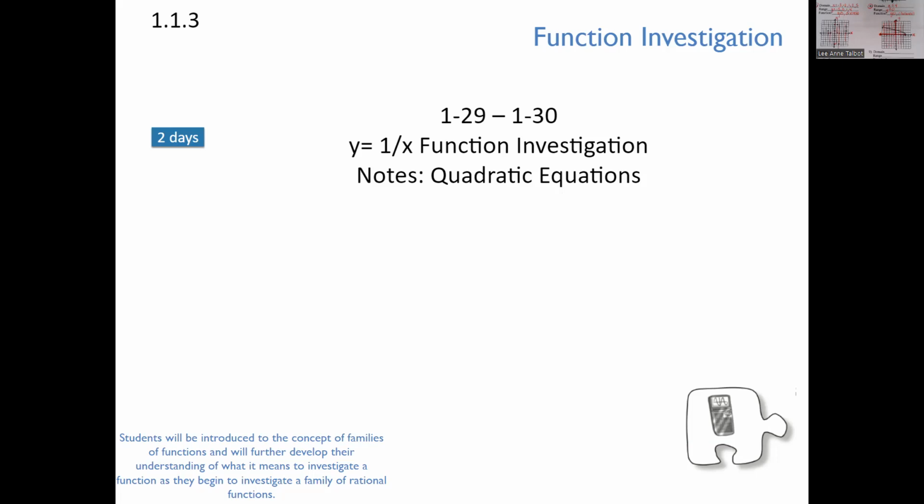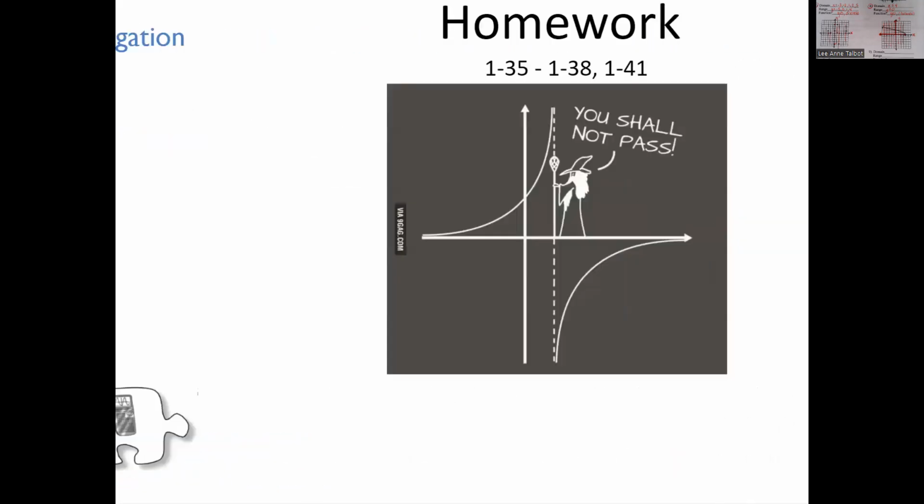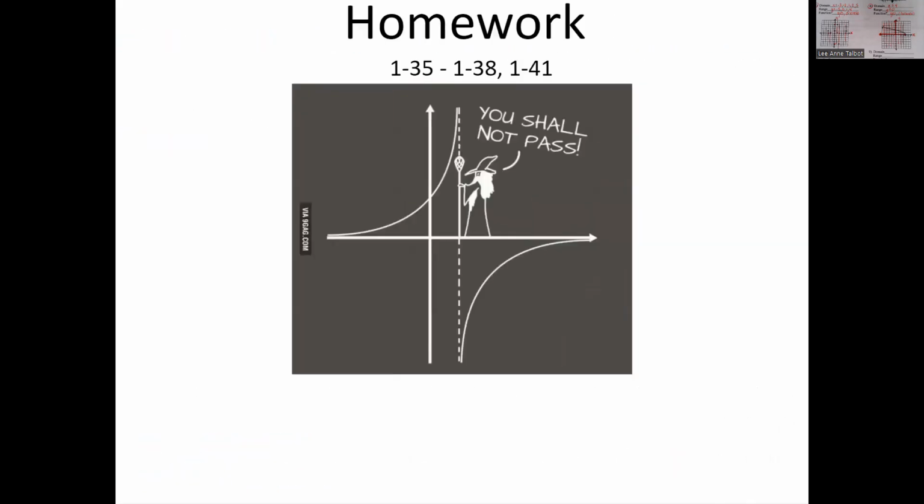And then your homework is 35 through 38 and 41. So what columns is that? 35, 36, 37, 38, and then skip to 41.